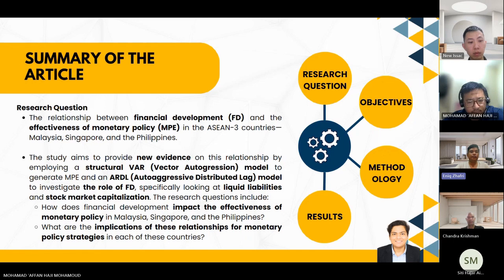The research questions include: how does financial development impact the effectiveness of monetary policy in Malaysia, Singapore and the Philippines? And what are the implications of these relationships for monetary policy strategies in each of these countries? I will pass on to my colleague.